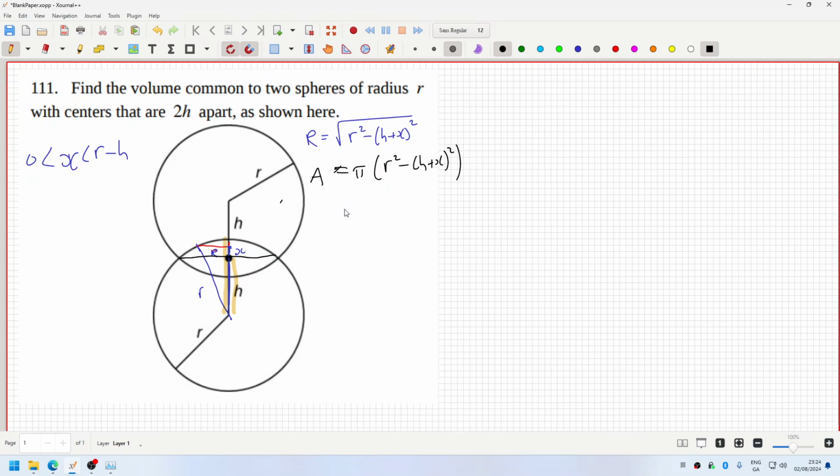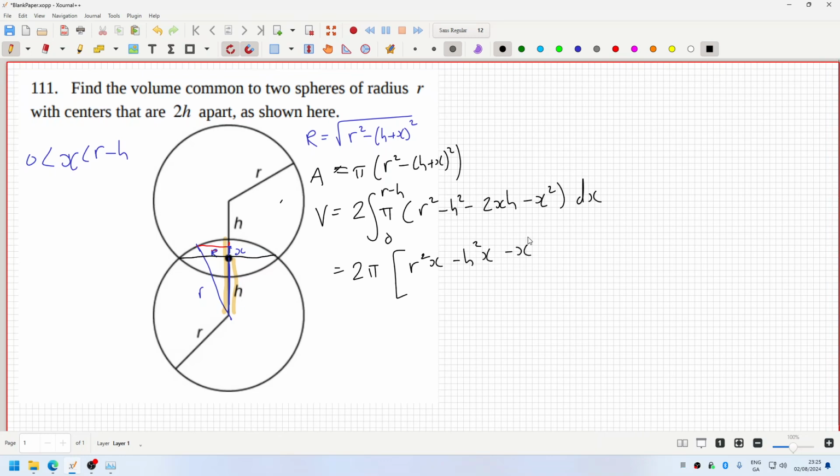So then the volume will be twice the integration from 0 to R minus H of pi times (R squared minus H squared minus 2xH minus X squared) dx. So that would be 2 pi times [R squared X minus H squared X minus X squared H minus 1/3 X cubed], from R minus H to 0.